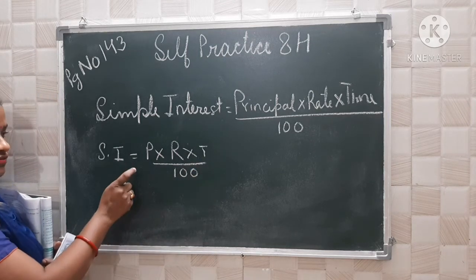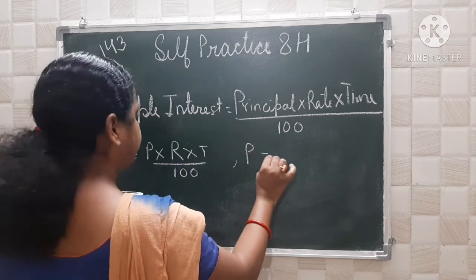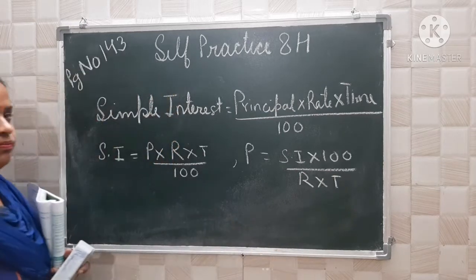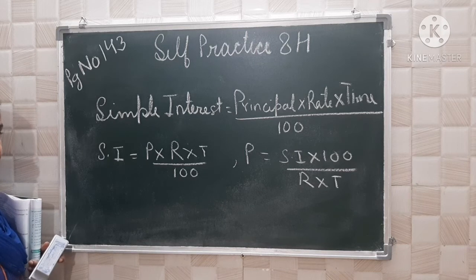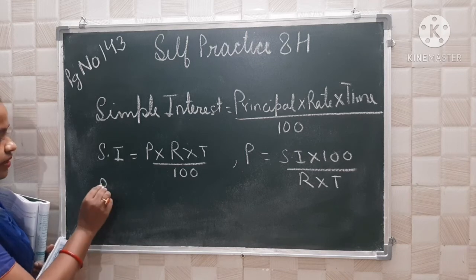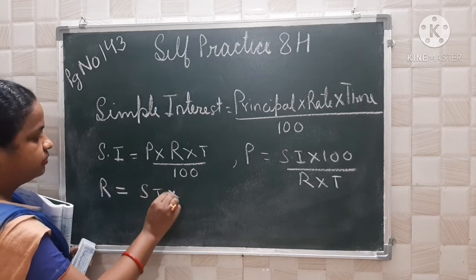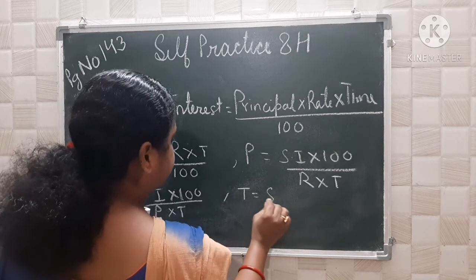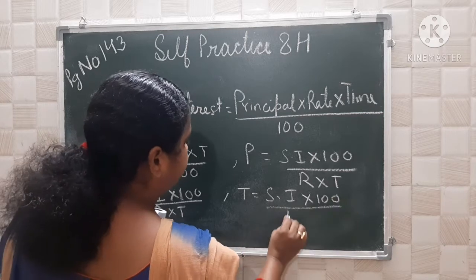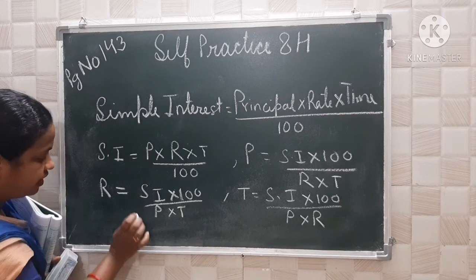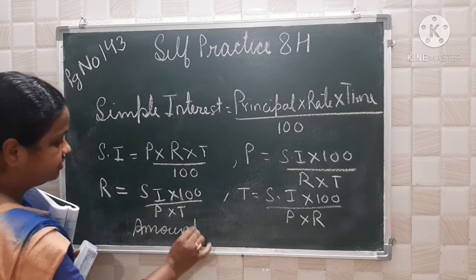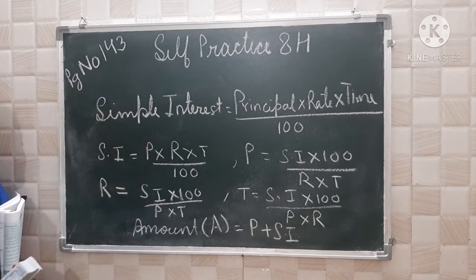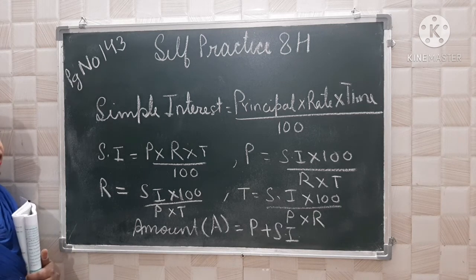Now, suppose you have to find P. P will become SI into 100 upon R into T. If you have to find R, it is SI into 100 upon P into T. If you have to find T, it is SI into 100 upon P into R. And the amount, A, is equal to principal plus SI. This is the basic formula to find the interest.